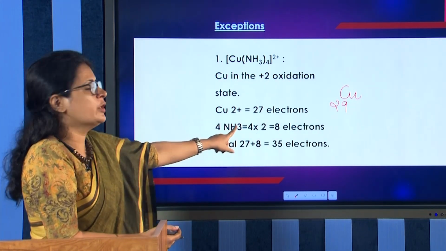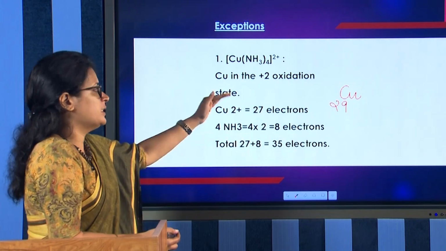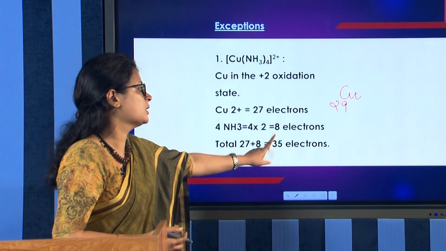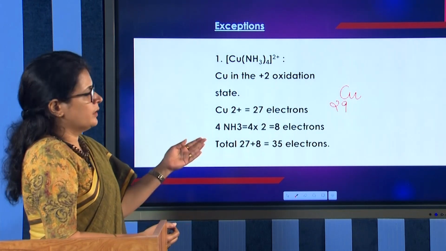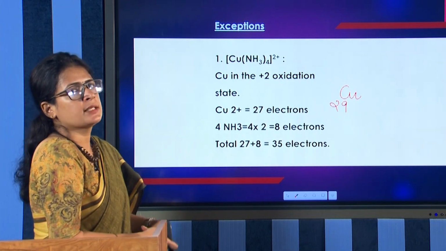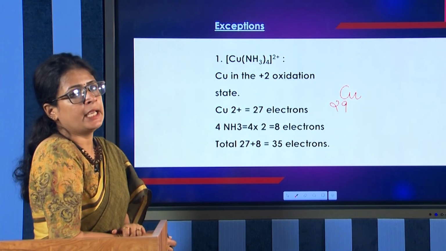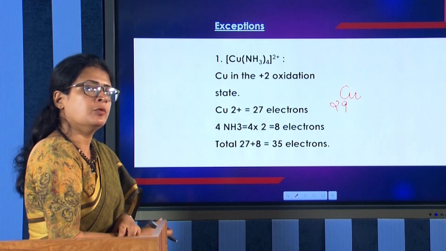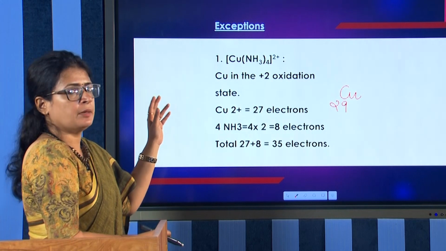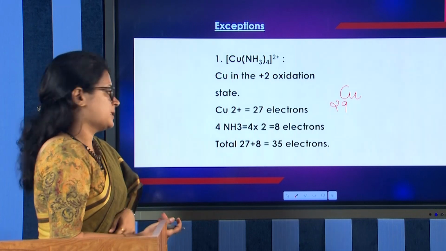4 ammonia, so 4 into 2. Each ligand will be giving 2 electrons, so 4 into 2, 8 electrons. So you can count 27 plus 8 electrons from the ligands, that is 35 electrons. You know that 36 is the noble gas configuration, but 35 is not, but still the complex is very stable. So it is an example of an exception to the EAN rule. Although the complex is very stable, it does not have the effective atomic number of a noble gas.